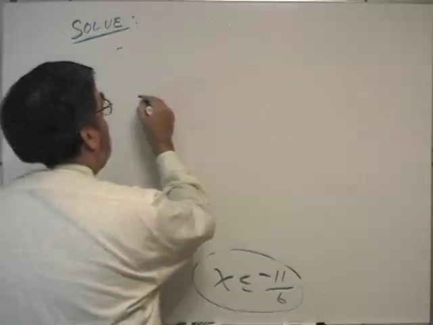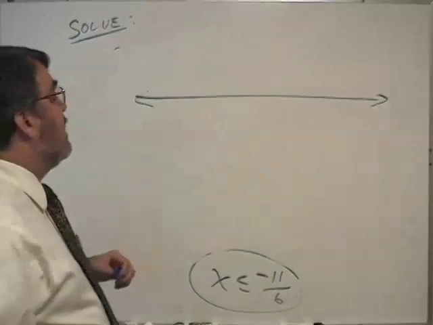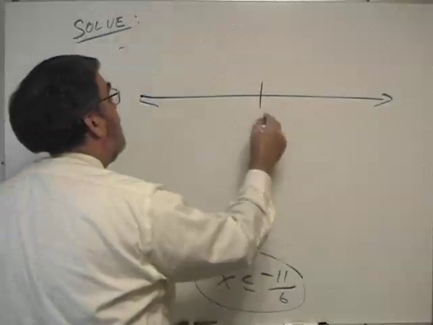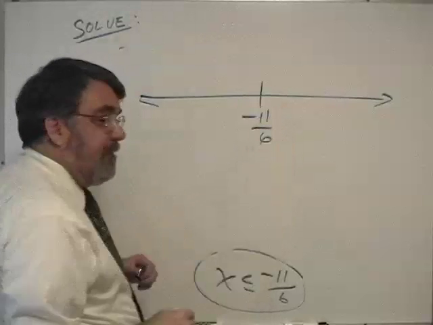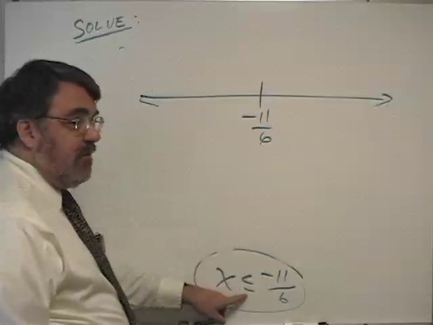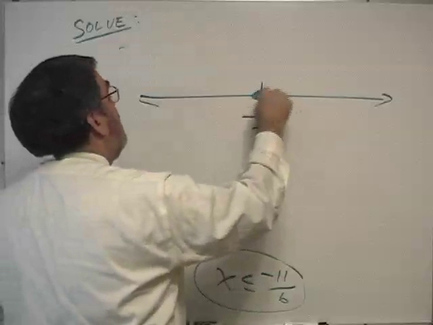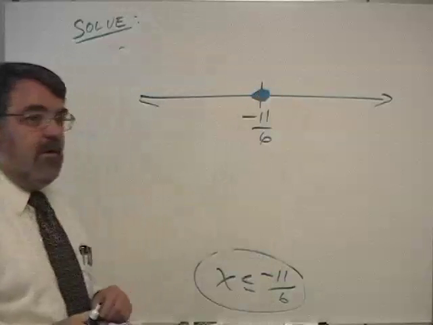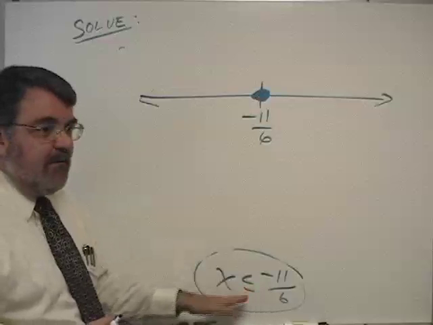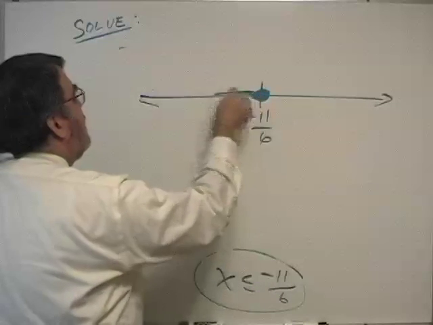All right, so number line. Now where is the negative 11/6? I think it's right there. So I'll label that. And this time I'm going to use what, a closed circle, because it says less than or equal to. So a closed circle, and we shade to where? X is to the left of, less than, it's to the left of negative 11/6. So I shade to the left.